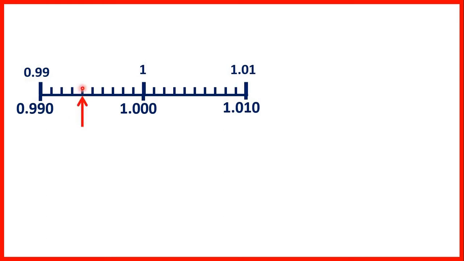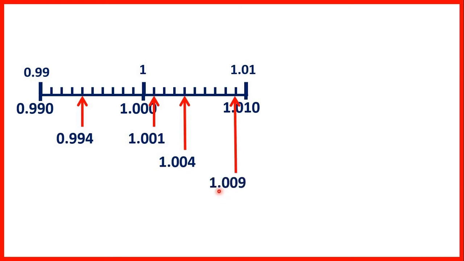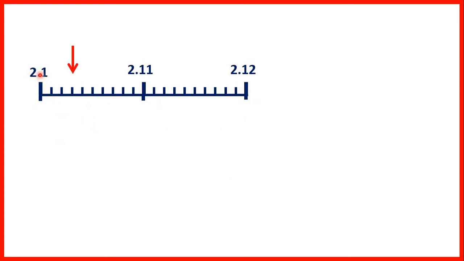So first, we had to identify that this was 0.994, then we had 1.001, then 1.004, and then 1.009. So because all of the decimals that we have labelled have 3 decimal places, you can see that putting these values on the number line isn't any more difficult than if we had a number line with 990, 1000 and 1010 labelled.